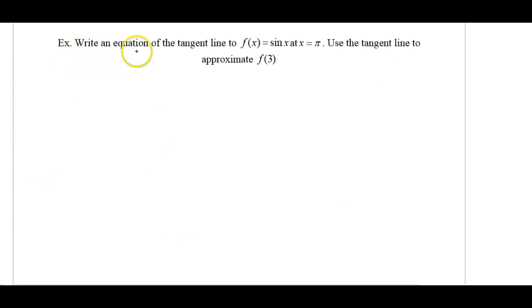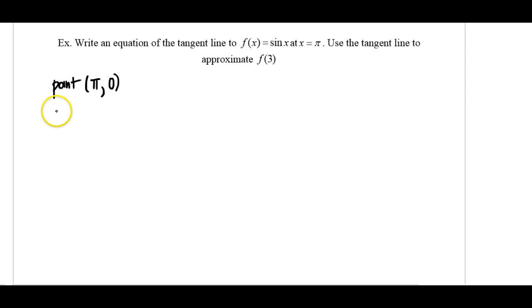Alright, let's move on to another example. We want to write an equation of the tangent line to f of x equals sine x at x equals pi, and then we're going to use the tangent line to approximate f of 3. So here we have our function sine x, and we have the x value of our coordinate point, pi. So our coordinate point is going to be pi, and if I substitute pi into the sine function, sine of pi is 0. So our coordinate point is pi comma 0.